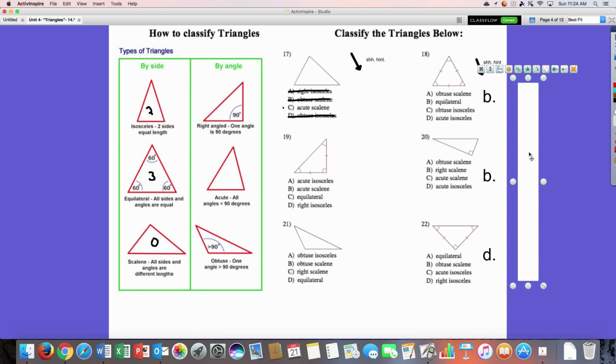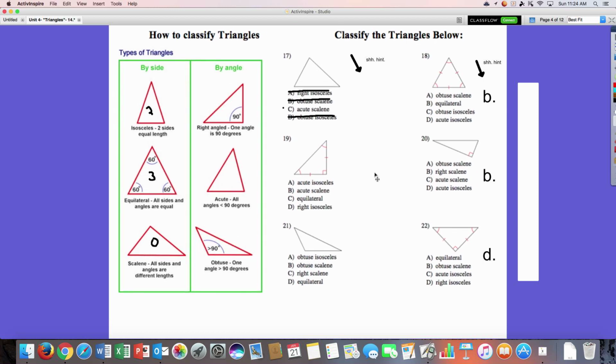I'll move this one for you first. So on this side, 18 is B, equilateral, they're all equal. This one is B, right, has a right angle in it. See that little square right there? It means right angle. And this one down here is D, right isosceles. When you see a mark on there, that means this one's 1 and that one's 1, basically the same length.